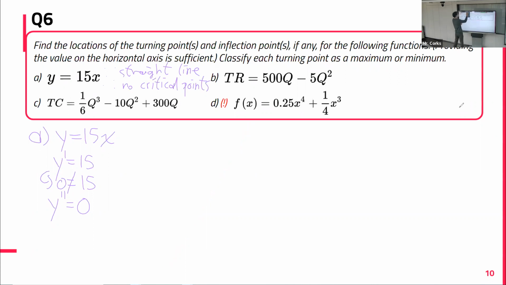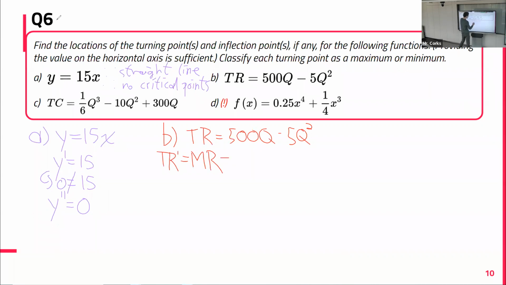All right, next one, B here. So our original function TR is 500Q minus 5Q squared. We just find our first derivative, which is also marginal revenue, important to remember. Total revenue prime, or marginal revenue. What is the first derivative? All right, 500 minus 10Q. Okay, set that equal to 0, and Q equals 50.